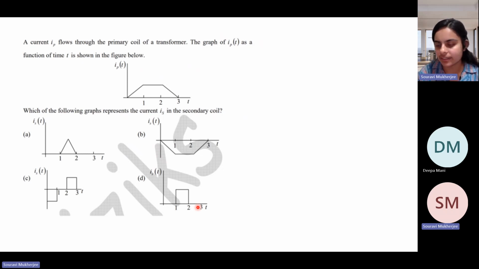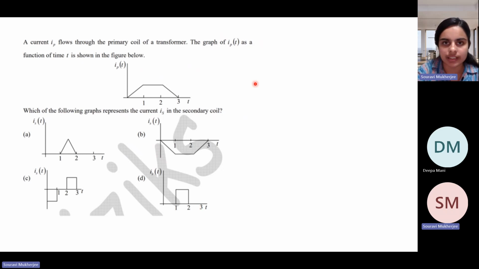So this field that is generated by the primary coil results in a net magnetic flux that is linked to the secondary coil. And now if you have an alternating current in the primary coil, that means your flux that is linked to the secondary coil is changing with time, right? And that generates a net effective potential or net effective current in the secondary coil. So this is the basic principle of a transformer.